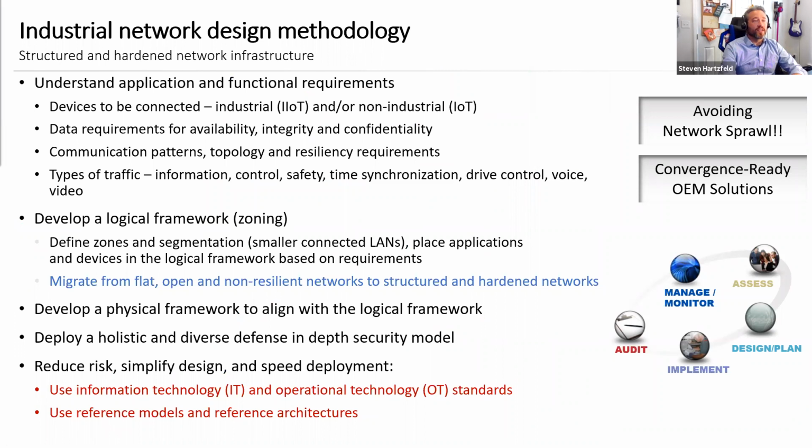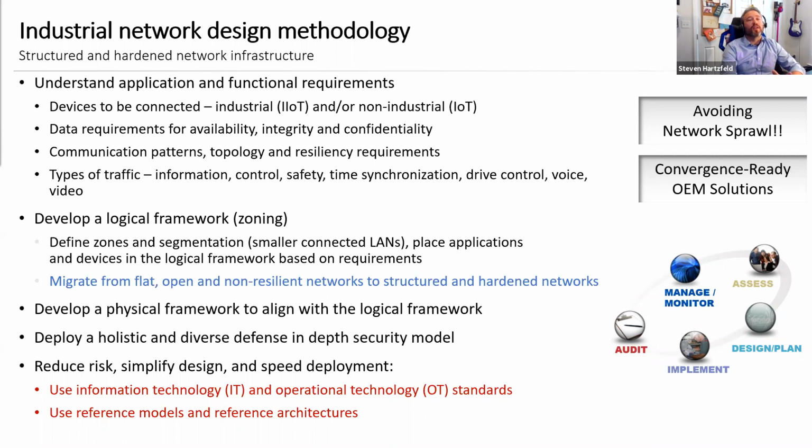So understanding those tenets and also the technologies that can be used to address them is critical to the industrial network design methodology. First, it's critical that you fully understand the application and all of the functional requirements when you're going through a network design. What kind of devices are going to be connected to the network? Are they smart industrial devices or IoT devices? Are they non-industrial sensors or tools?